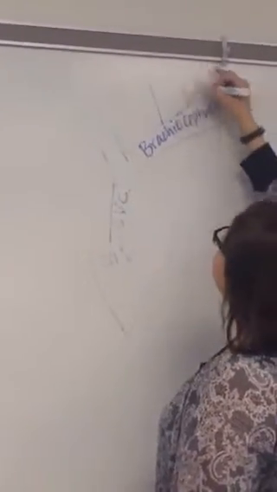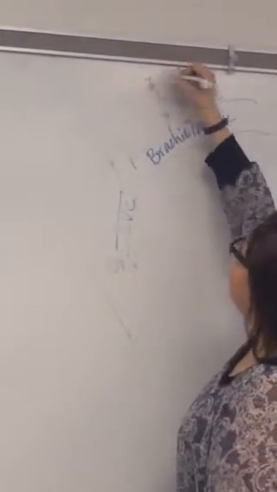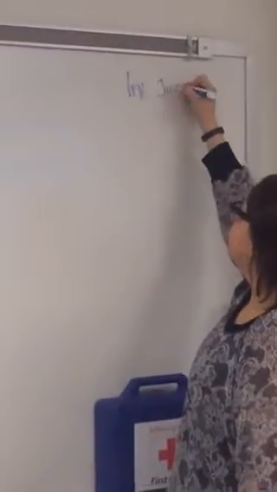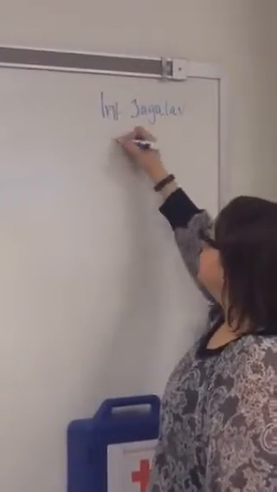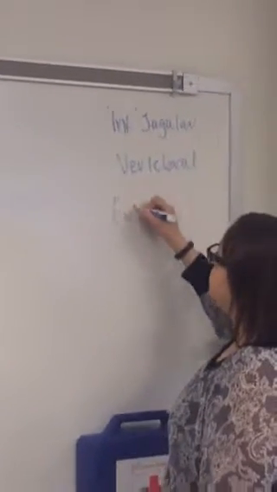Okay, we have 3 vessels coming off. Okay, we have I, V, E. I, internal jugular. V, vertebral. E, external jugular.